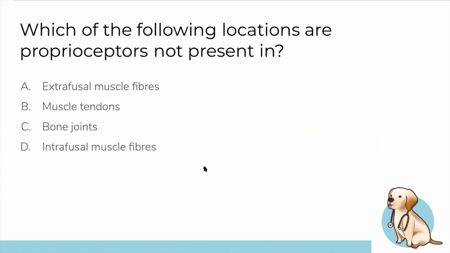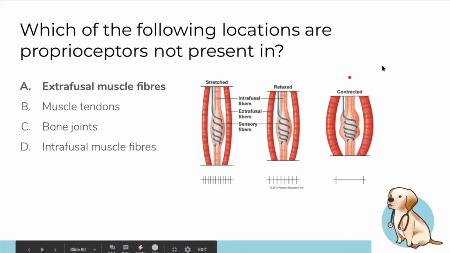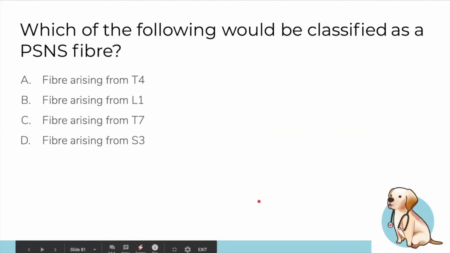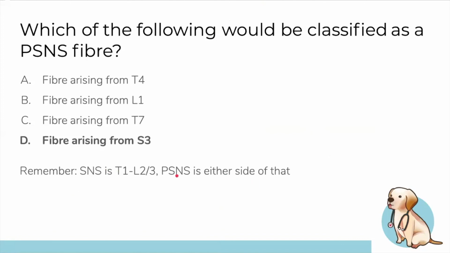So which of the following locations are proprioceptors not present in? Extrafusal muscle fibers, muscle tendons, bone joints, and intrafusal muscle fibers. Yep, really good. So it's present in the intrafusal ones, not the extrafusal ones. So which of the following would be classified as a parasympathetic fiber? T4, L1, T7, or S3? Nice. So sympathetics, T1 to L2, 3, and then parasympathetics either side.